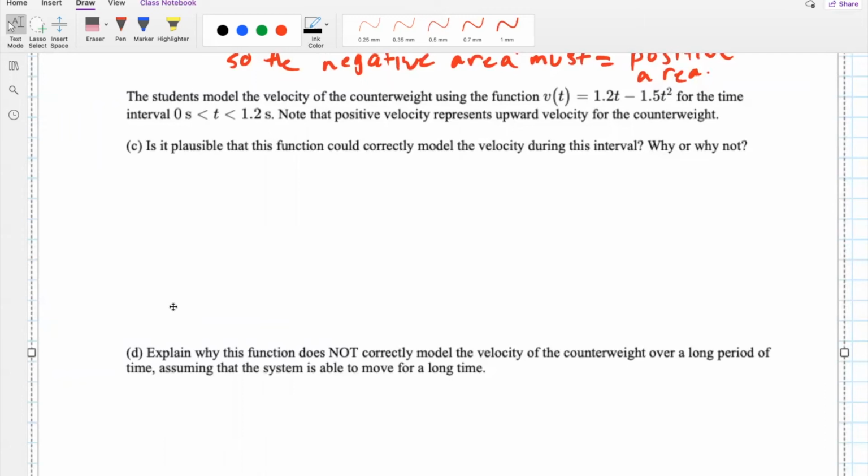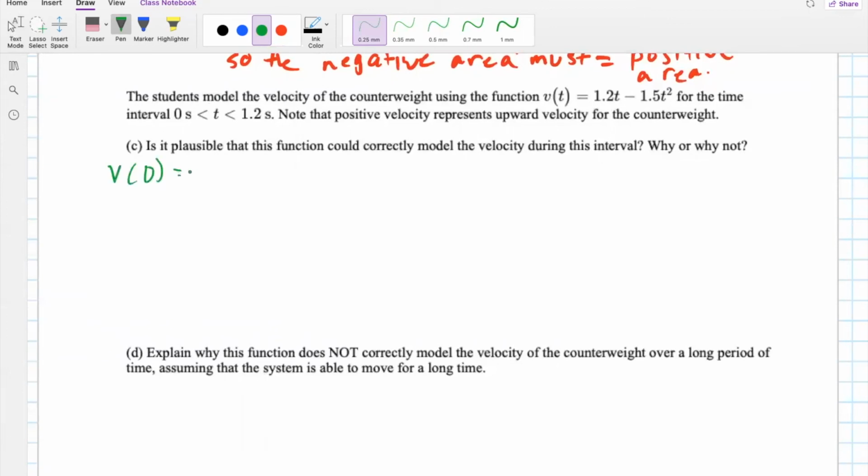At 0 seconds, the velocity of the counterweight should be 0. And so it looks to me like, well, at least the first part is consistent because it is released from rest. So the velocity of 0 according to the function equals 0. So that's consistent. It is released from rest. That's not enough though. Let's go ahead and continue analyzing this.